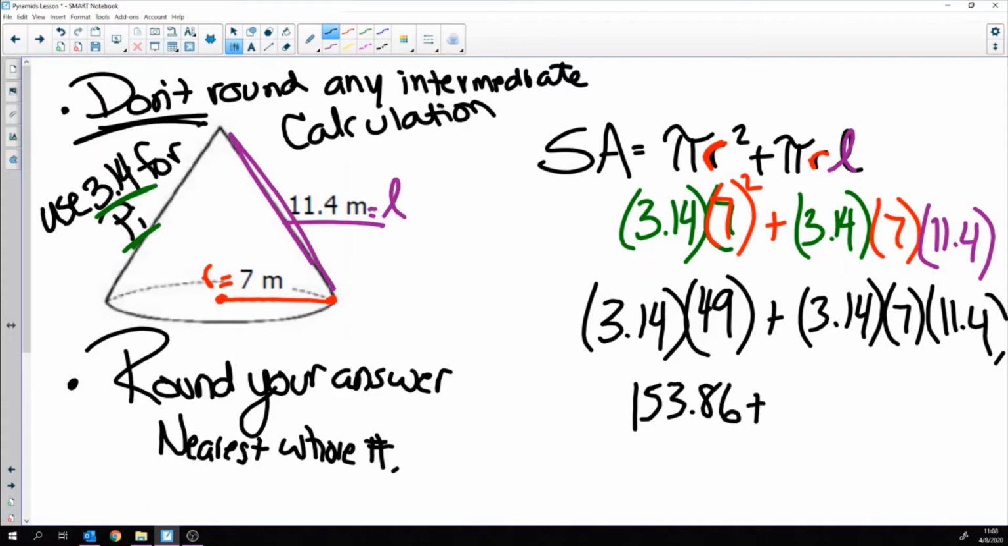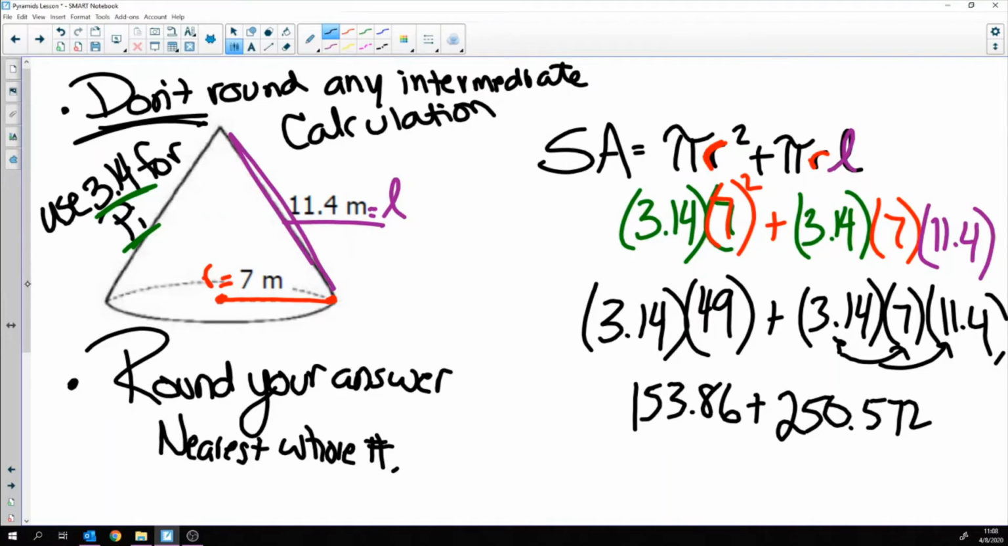Plus, now we have to do the other one. This right-hand side of the positive sign, you can just multiply all those together. So 3.14 times 7 times 11.4. You should get 250.572.